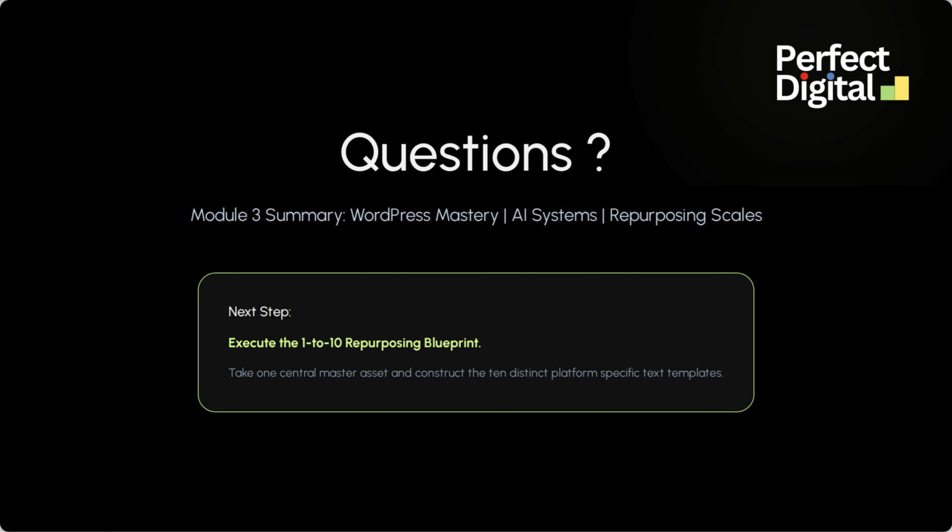This lesson has delivered an advanced operational blueprint covering professional WordPress publishing alignment, collaborative AI research workflows, and the technical steps of high volume asset multiplication. Now it's time to transition this strategy into measurable operational scale.